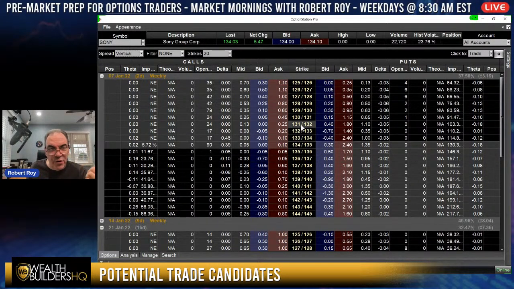I'm going to be looking at the 132, 131s or the 130, 129s right here. Those are the two. Ideally, I'd like the 130, 129. If not, I'll take the 132, 131s as my candidates, as my choices.